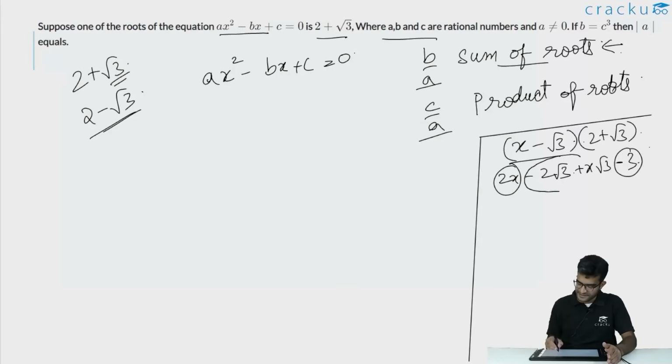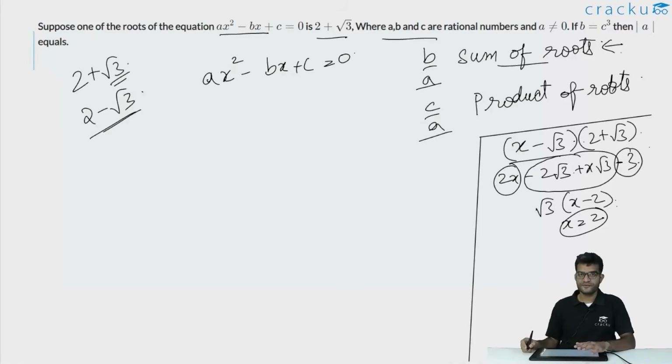We want this term to be equal to 0 because this term contains square root of 3, which is an irrational number. So we want square root of 3 into (x minus 2) to be equal to 0, or we want x to be equal to 2. Now this is the proof for what we have already determined, which is that the other root has to be x minus square root of 3, where x is 2, or that the other root has to be 2 minus square root of 3.